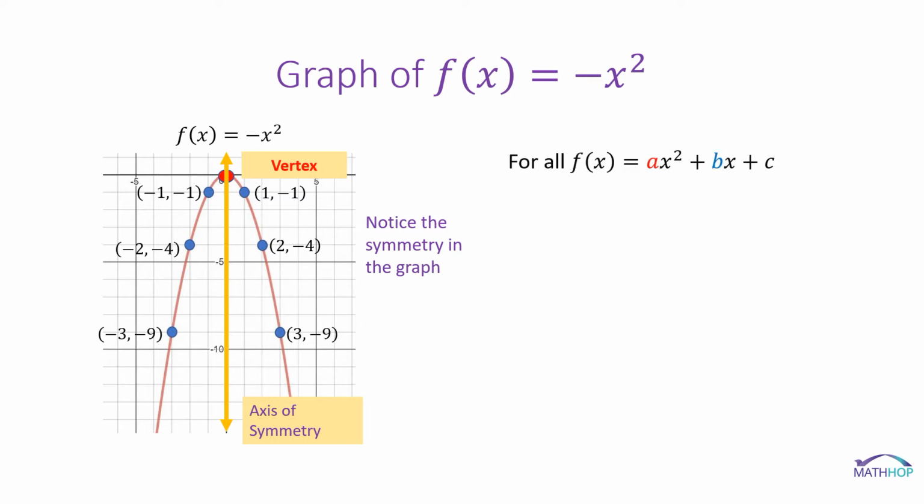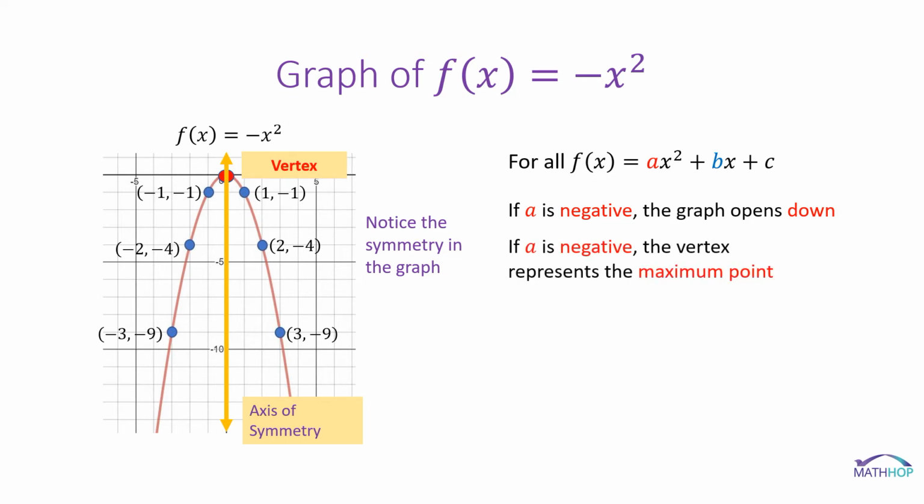For all ax squared plus bx plus c, if a is negative, the graph opens down, as we see here. It is reflected over the x-axis. And when a is negative, that vertex represents the maximum value. The x-coordinate is found exactly the same way, no matter if it opens up or down. The x-coordinate of the vertex is found by taking the opposite of b and dividing by 2 times a.